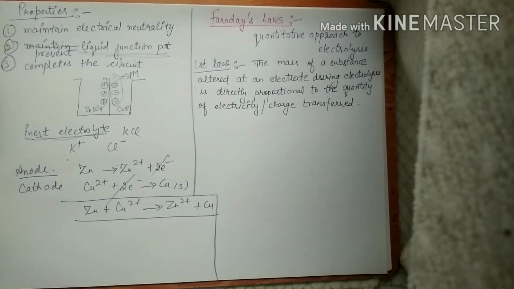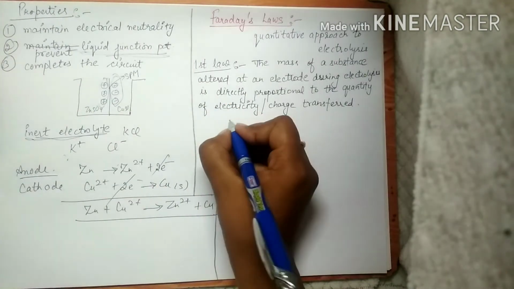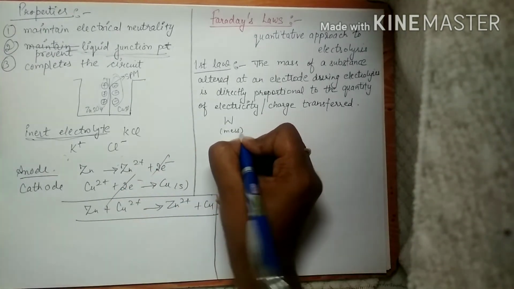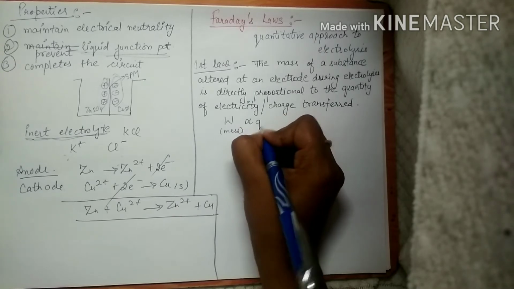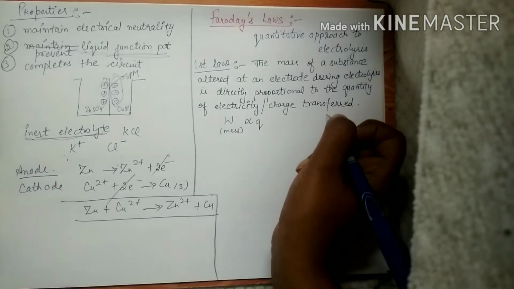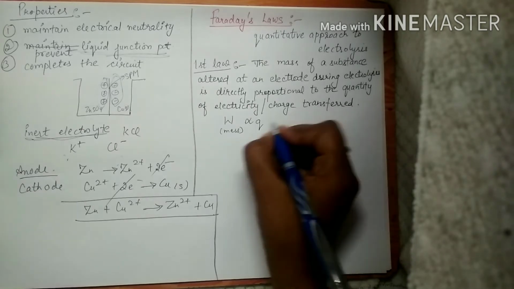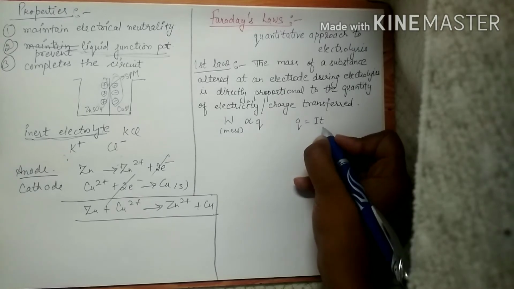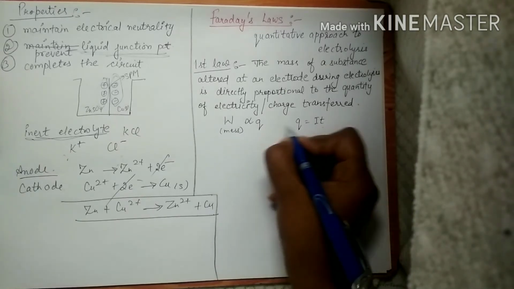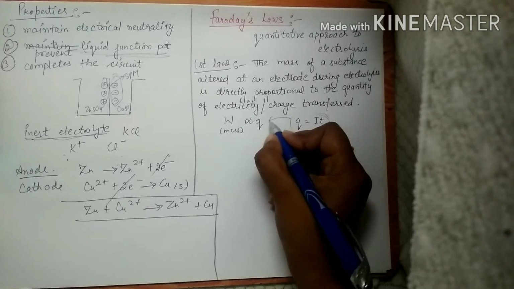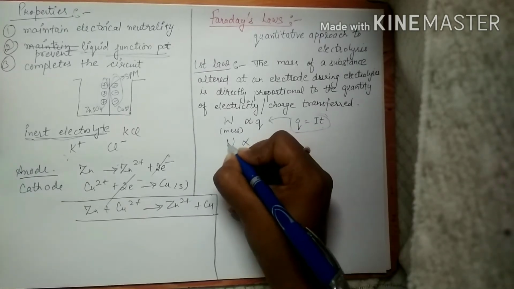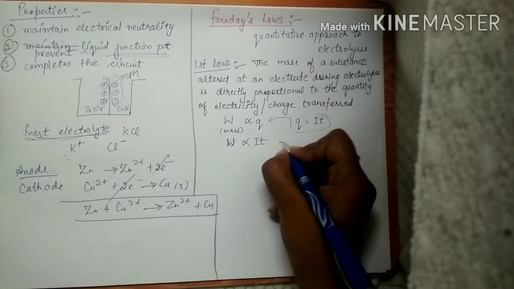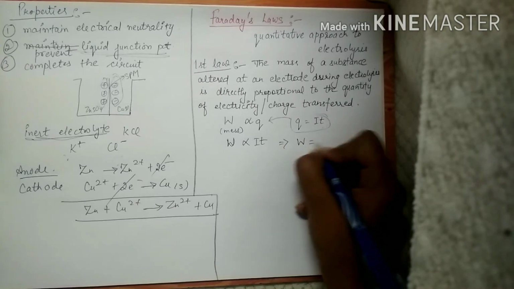Okay, so according to this law, if W is your mass which is altered, so that will be directly proportional to Q, that is your charge. So we know that Q is equals to I into T. I is your current, T is your time. So if we put this in this equation, then we get W is directly proportional to I into T. And if we take out the proportionality constant, then we get a formula that is W is equals to ZIT.